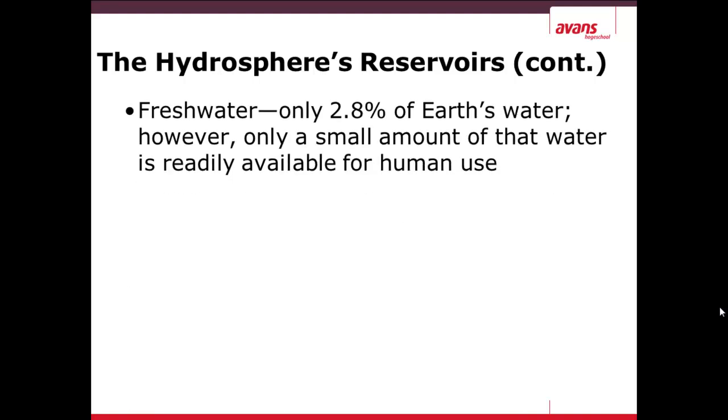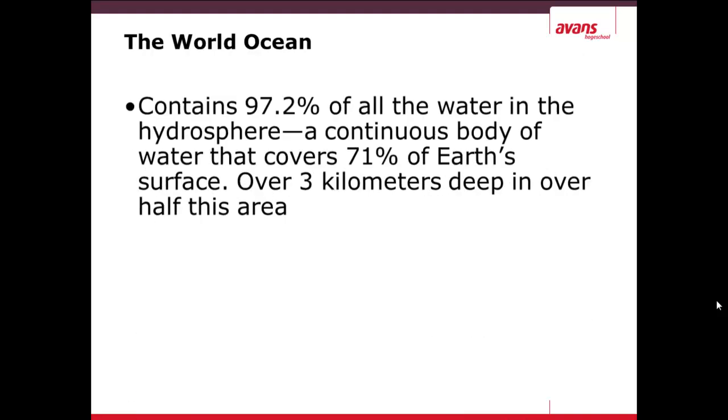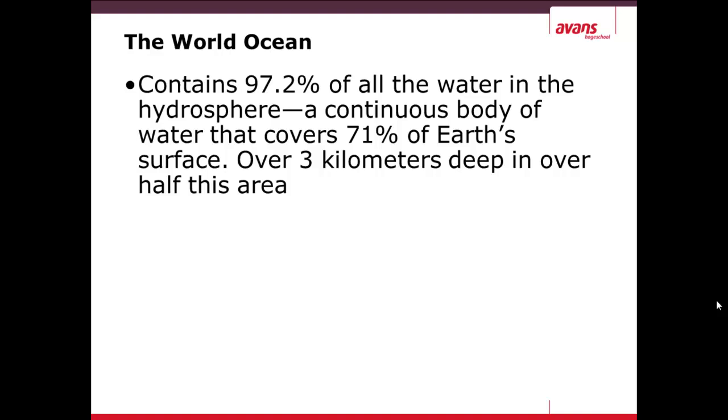There are different reservoirs. As I mentioned, 2.8% is fresh water. These fresh waters are in lakes, streams, rivers, are underground, and also in the atmosphere, and accumulate in glaciers, ice caps, and ice sheets. The oceans hold 97.2% of all the water, and cover 71% of the Earth's surface, as I mentioned before. And in some areas, the ocean is 3 kilometers deep, the deepest being the Mariana Trench in the Pacific Ocean.